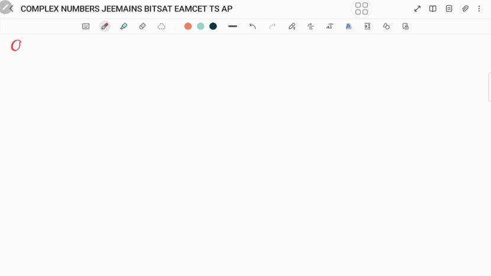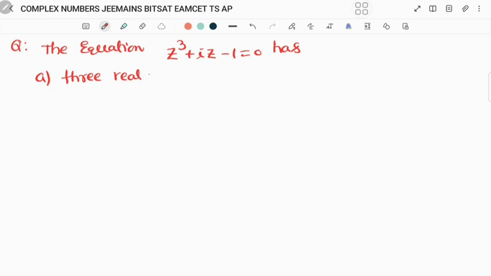The equation, next question. The equation z cube plus iz minus 1 equal to 0 has: the first option, 3 real roots; one real root; no real roots; no real and complex roots.